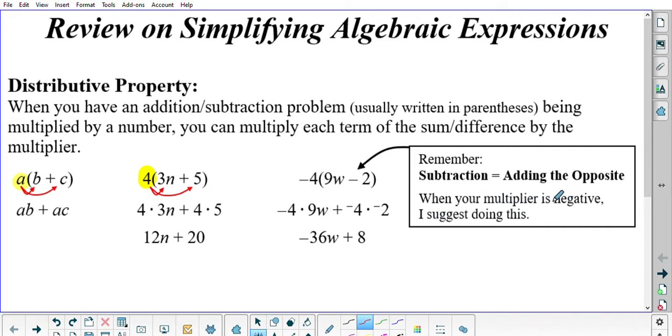When your multiplier is negative, and in this case the multiplier is the negative 4, then I suggest making subtraction become adding the opposite. And then you can multiply the negative 4 times the 9w, the negative 4 times the negative 2, and then continue from there. We get negative 36w, and a negative times a negative gives us positive 8. So that's a quick review on the distributive property.